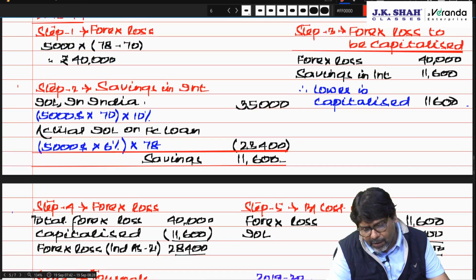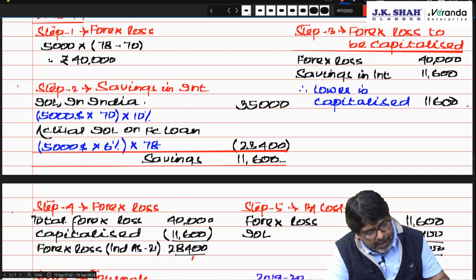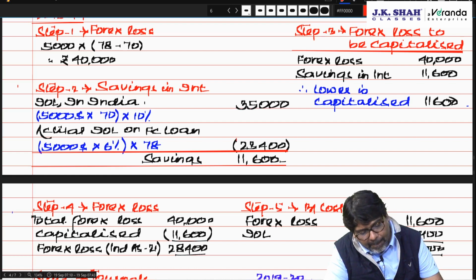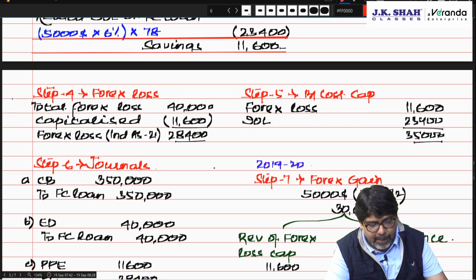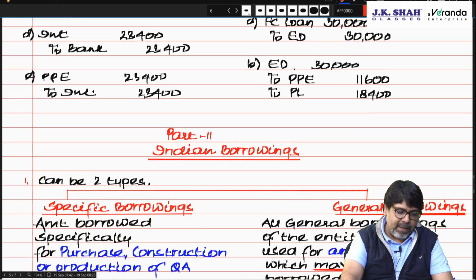Understood, chartered. Forex loss to be capitalized is the forex loss or the savings in interest, whichever is lower. So out of 40,000, 11,600 is capitalized, and the balance is forex loss. Total capitalized is 23,400 and 11,600. Correct. Am I clear, chartered? Yes or no?